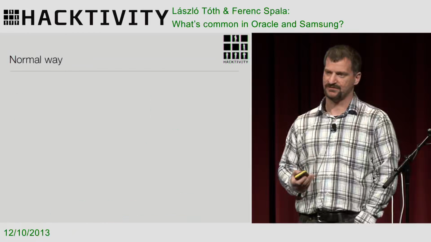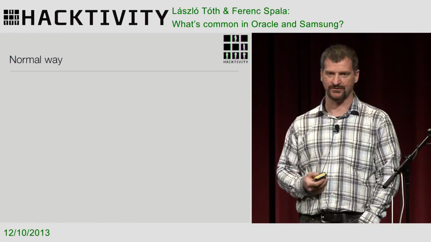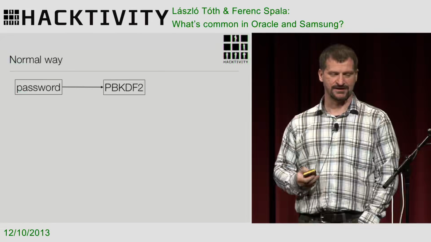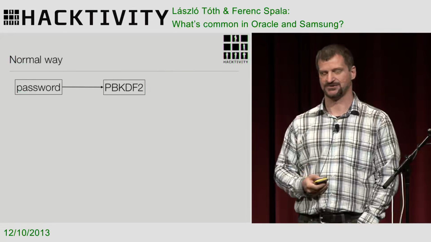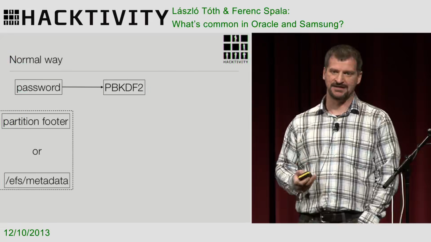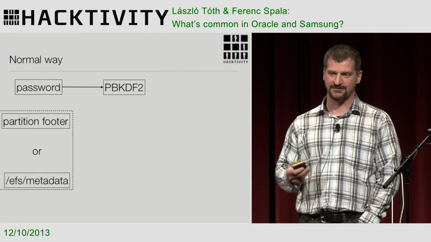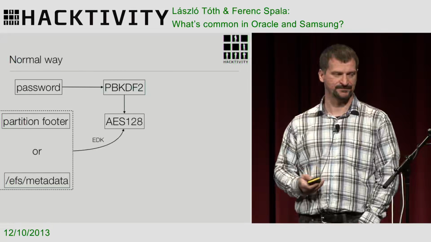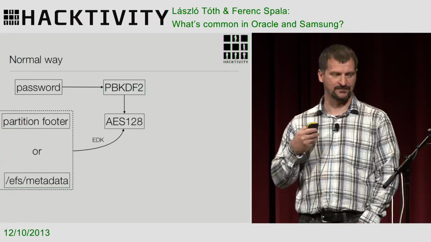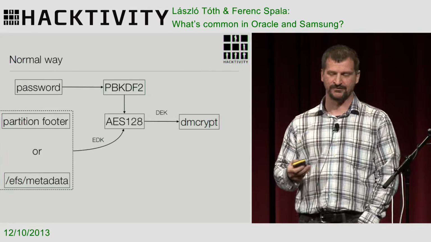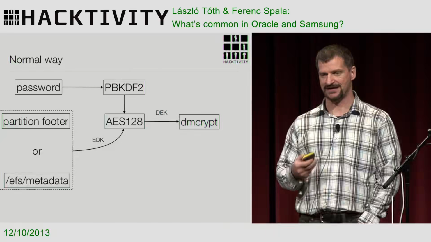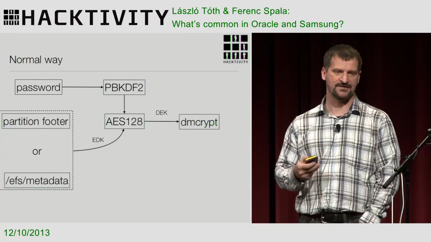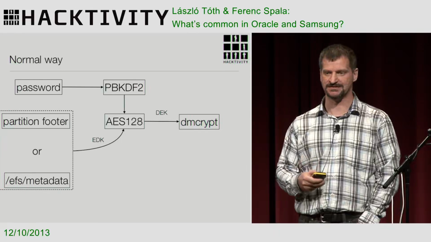To see the difference, we first need to understand how the normal way of Android encryption works. From a user-supplied password, the key is generated with the password-based key derivation function. The encrypted disk key is stored in a file or the encrypted partition's footer. The encrypted disk key is AES decrypted. And in order to perform the actual encryption, Android uses dm-crypt, which is part of the standard Linux kernel. That's why it's easy to mount an Android encrypted disk under Linux.